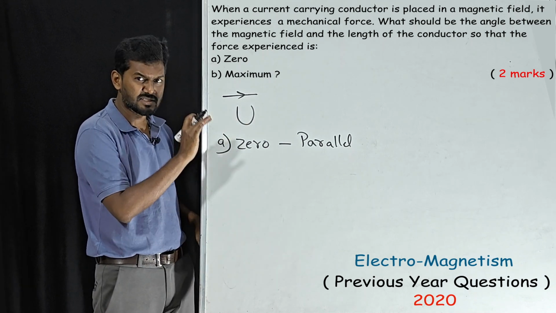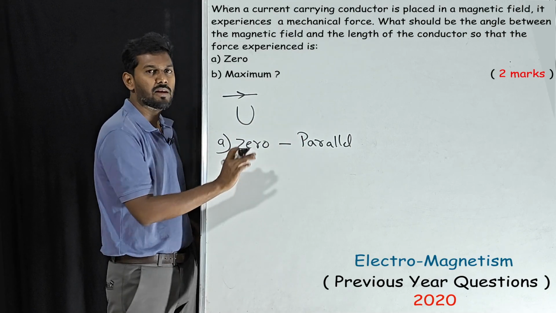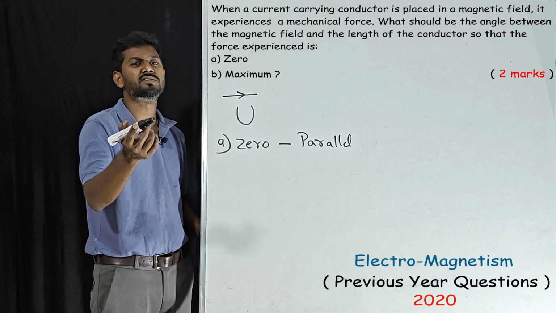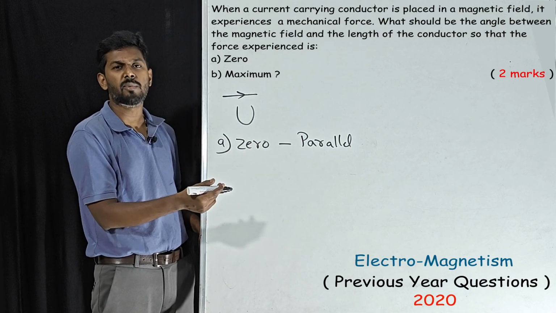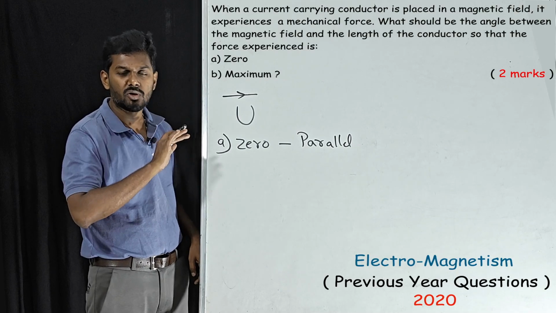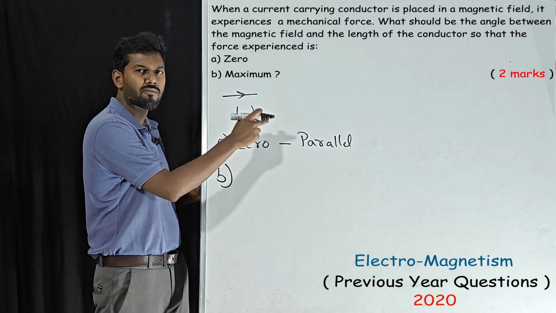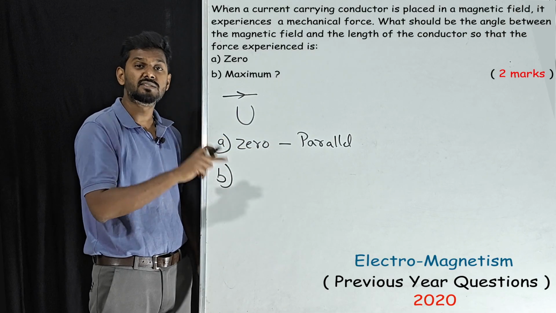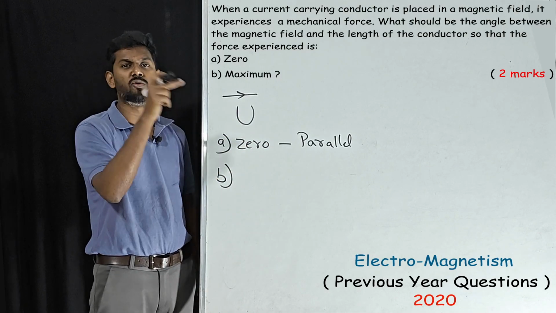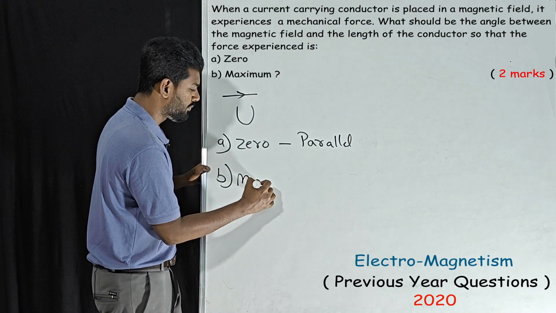You don't have to write the reason right now. They are asking how to arrange it, so just write parallel. If the reason is wrong, you will lose complete marks, so don't write extra and lose marks. They are asking for the arrangement: parallel. That is done. If they ask for the reason, then you write it. Next, when will it be maximum?